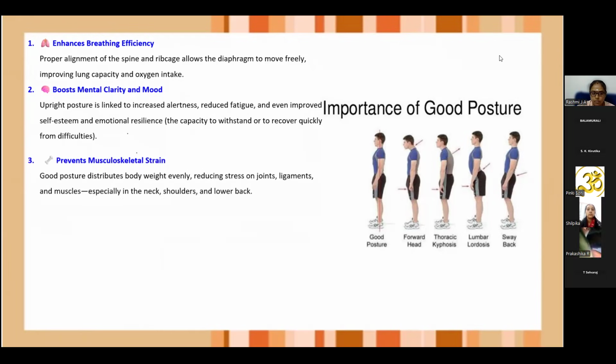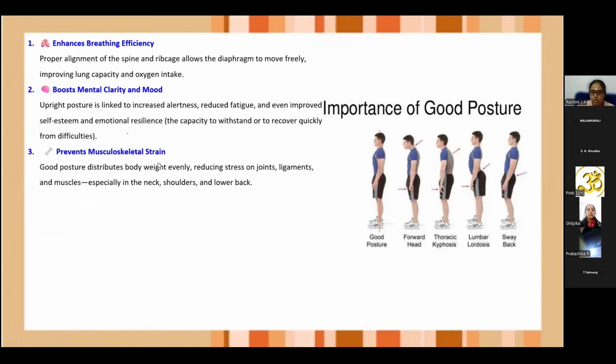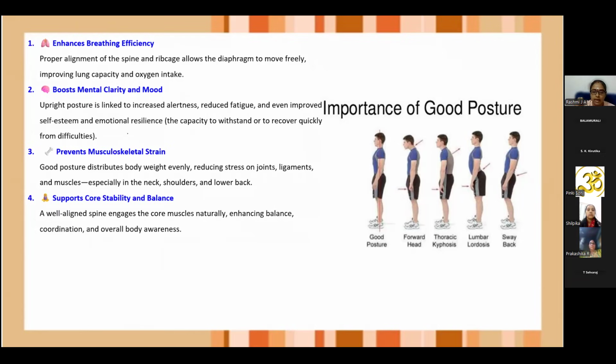Then it will prevent musculoskeletal strain. So mostly those who are sitting for a long time, they will have a hunchback, pot belly, all these things happen, and they will have very much strain on their muscles, skeleton, and also the internal organs. Okay.